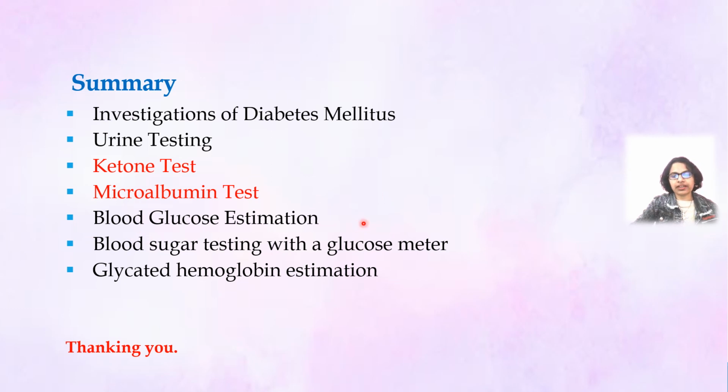Then blood glucose estimation, we have to remember this. Initially, we have to monitor the patient's blood glucose level with the glucometer. The glucometer is an electronic device. We insert a strip in it, and using the lancet, we prick the index finger of the patient to collect a small amount of blood for estimation. That is what blood sugar estimation with a glucometer means. You all must know how to operate the glucometer and how to trace the blood glucose level of the patient. And the last investigation we have discussed in this topic is glycated hemoglobin.